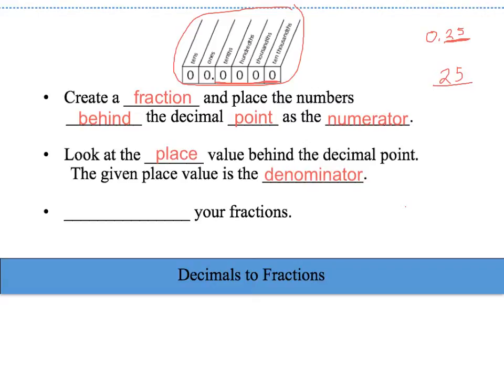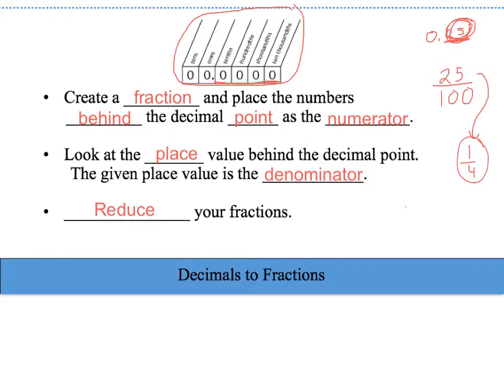Once you do that, you want to look at the place value behind the decimal point. So for example, in this problem right here, the place value behind the decimal point is in the hundredths spot. That given place value is my denominator. So since it's my hundredths spot, I'm going to place 100 on the bottom. That becomes my denominator. And then finally, we should reduce our fraction. So if I reduce 25 over 100, I can reduce that by dividing the top and bottom by 25. I can get 1/4.